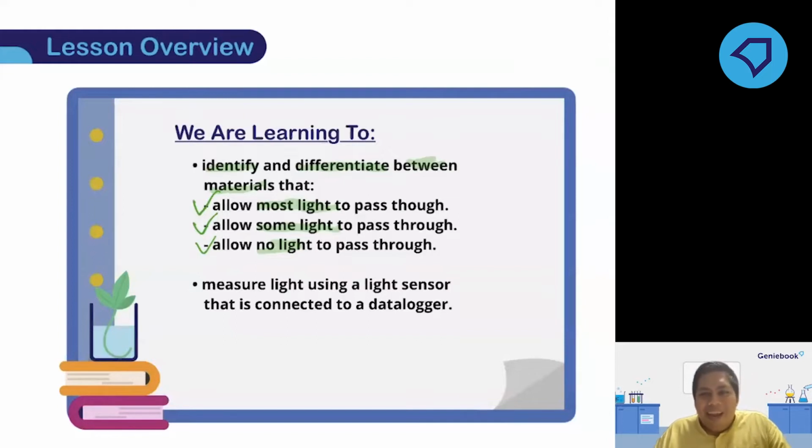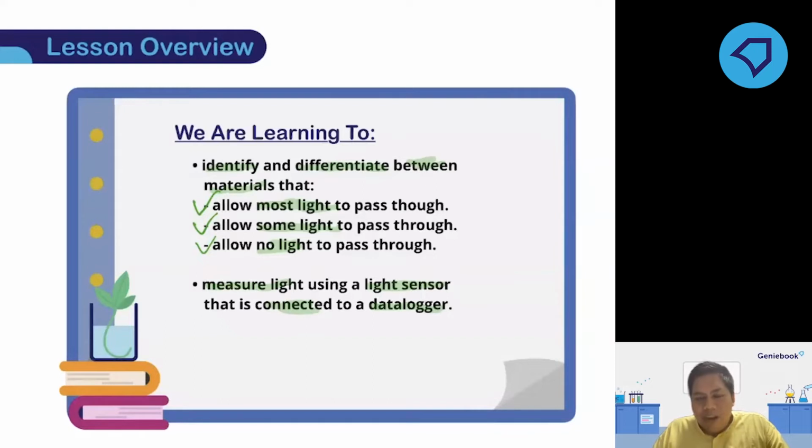And then we measure light using a light sensor that is connected to a data logger. What is a data logger? I will explain later during the lesson, not to worry. Sabrina, I'm a bit too fast. Okay, I'll slow down a little.